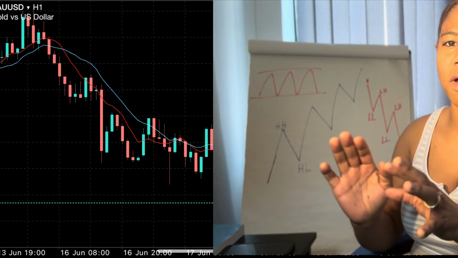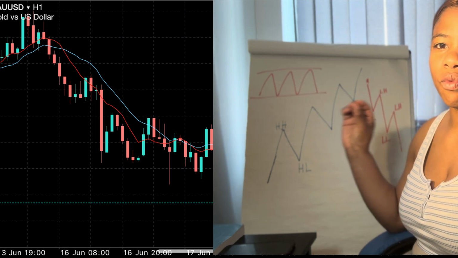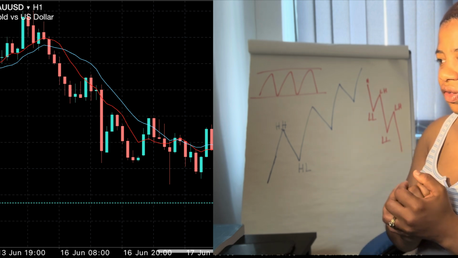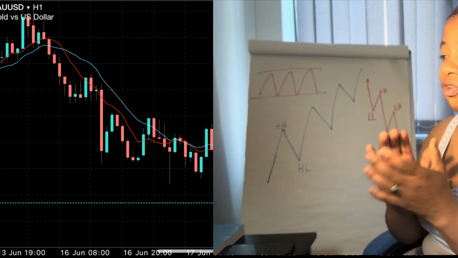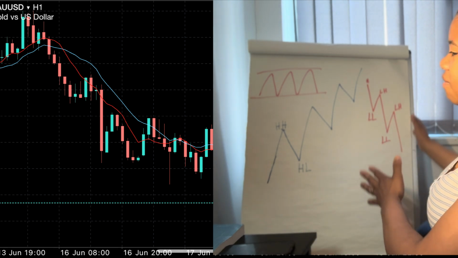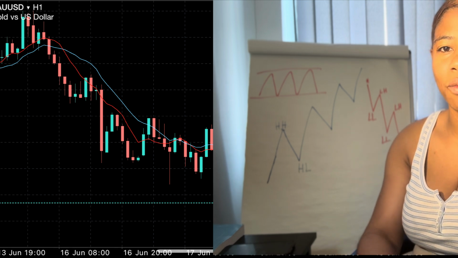I'll get into it on the charts, but I just want to give you the dynamics of what it looks like. So recognizing the basic structure helps you determine the trend that the market is currently in. And this would actually give you a critical understanding for making smart decisions when trading.